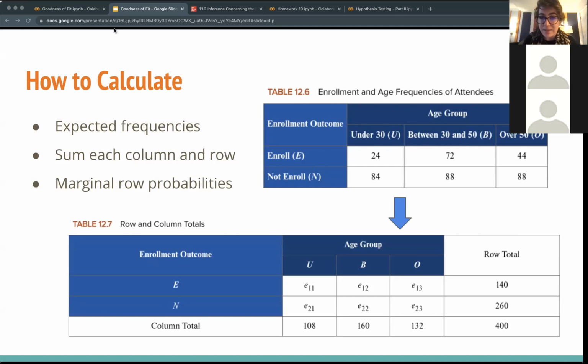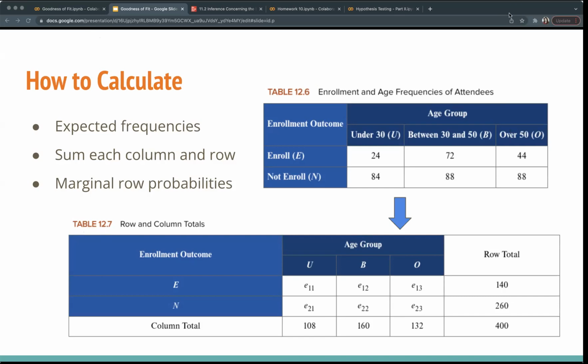And we use the test statistic to compute this in a similar way. Just walking through, we would have a way to calculate the expected frequency. We can take the sum of each row and column and calculate these marginal row probabilities given the different groups. This is a refresher from using contingency tables to break down a population into different groups, in this case age group. Now we're comparing how many enrolled versus not enrolled in the gym, and we can calculate whether there is a significant difference between people who are under 30, between 30 and 50, and over 50.